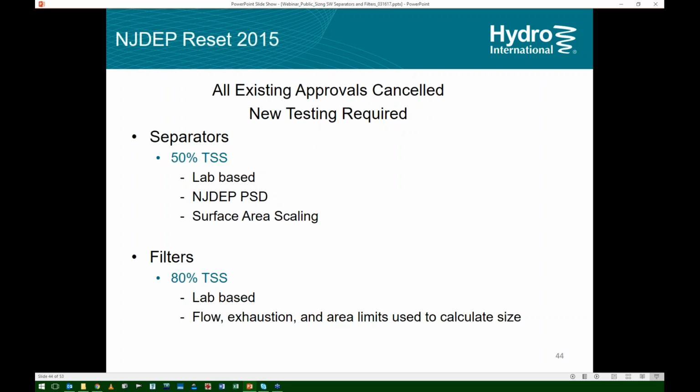2015, you have to resubmit data. It's all going to be lab-based. It's all going to be based on a common protocol. It's all going to be common scaling, and it's all going to be done the way we want it done. And you're going to get certified 50% TSS for your separators and 80% TSS for your filters. Okay, see the problem here? Many stormwater manuals are asking for 80% TSS.